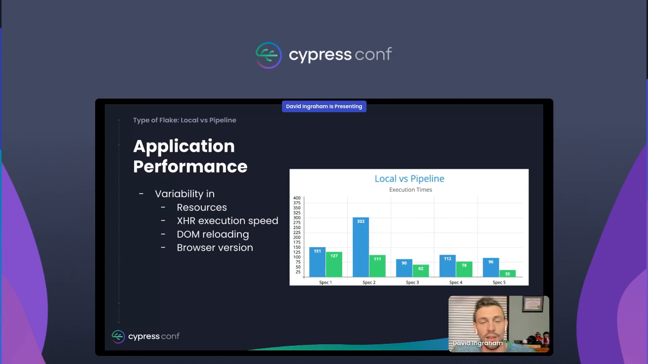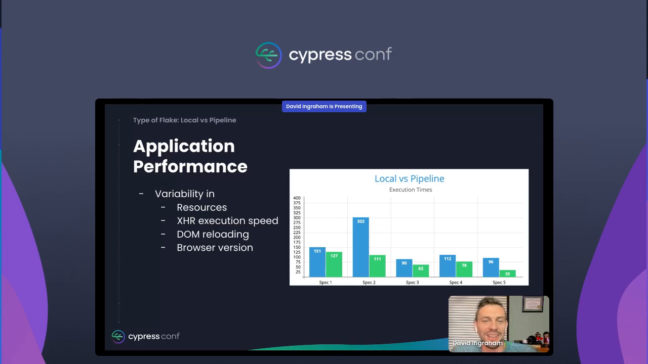So, for example, the graph on this slide represents 5 of my real test specs. In blue, we can see how long they took in seconds when they were run on my local machine, while in green, we can see how long they took when run in the pipeline. For me, every single test runs faster in the pipeline, and honestly, some significantly faster, just due to the differences in the machines that the test ran.